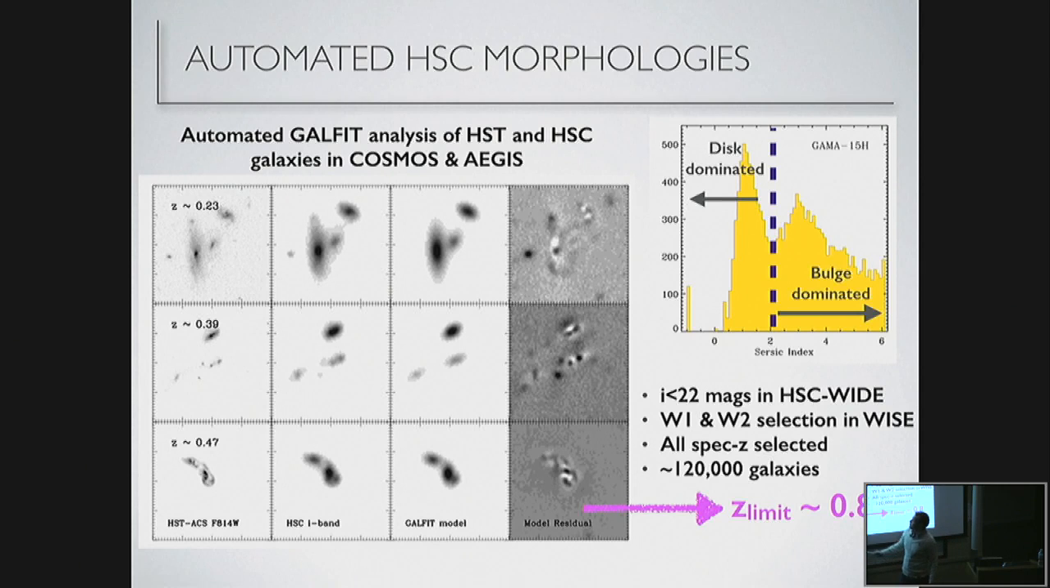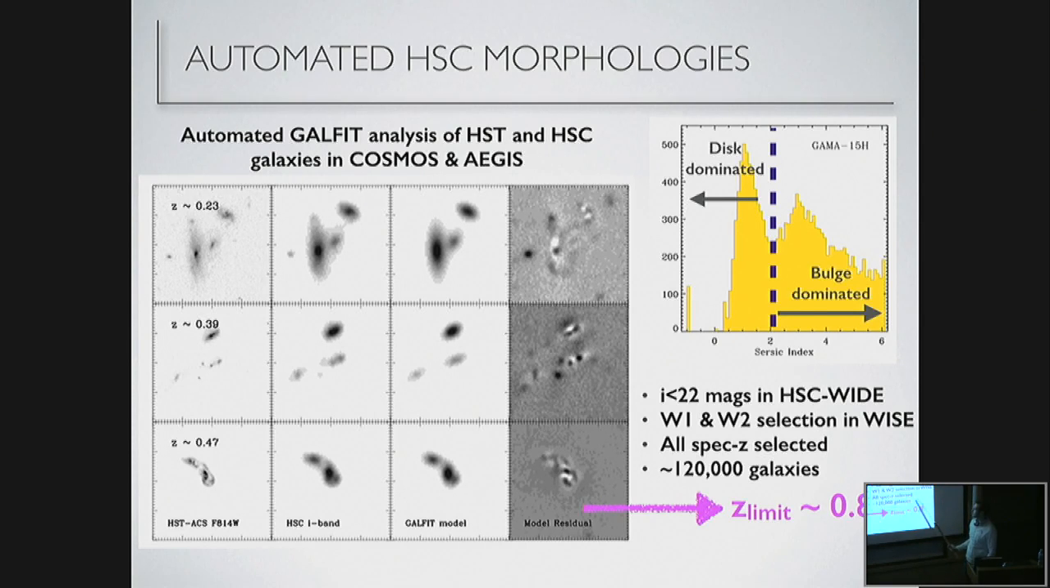So just as an example, this is what you get from HST, which is obviously such a tiny area in comparison within Cosmos. This is what we're getting out of HSC, and then we're starting to model them with Galfit, and we're actually doing pretty well with these. We're actually finding the disk-dominated systems, and we're getting the bulge-dominated systems out. We've so far processed about 300 square degrees worth of the data. Obviously, still more to do.